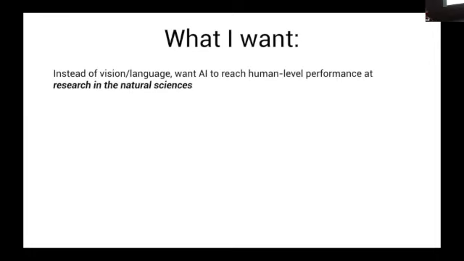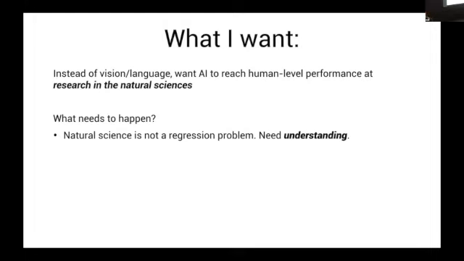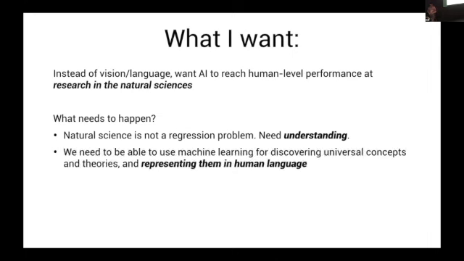I think what we should really do is, instead of vision or language, we want AI to reach human level performance at doing research in the natural sciences. So if we think about that, we work back from it. Doing research in the natural sciences is not a regression problem. It's not a classification problem. It needs understanding. This is the difference.